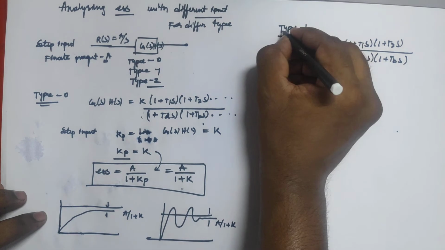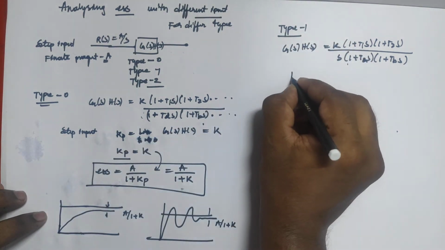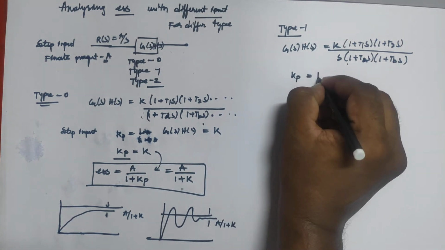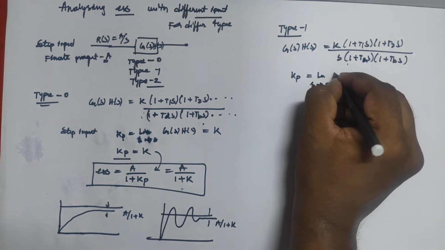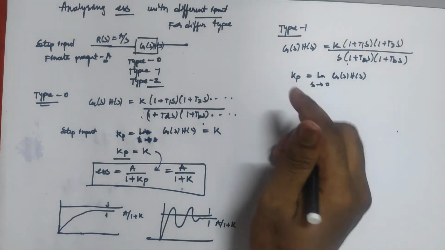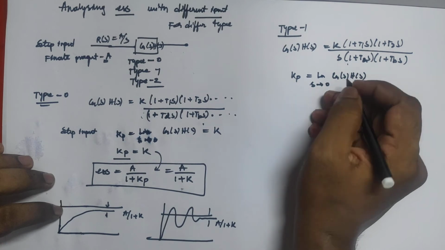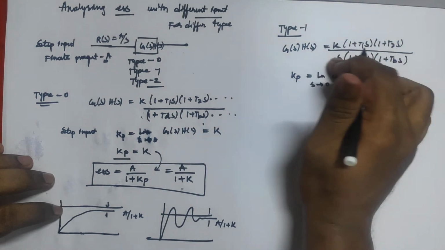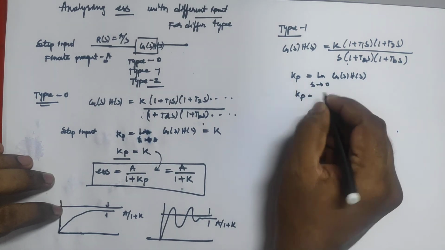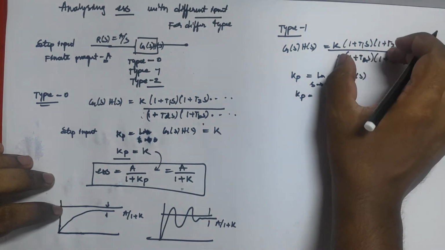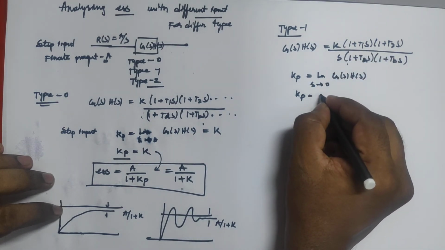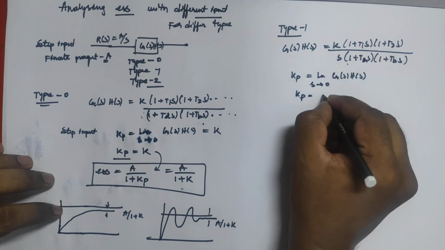Now here, for the step input, what is the coefficient we have? Kp is my coefficient. So what is Kp in general? Kp is the limit as s tends to 0 of G(s)H(s). Now substitute s equal to 0 in this term. What is the Kp I will have? The Kp I get is 1 by 0, that means infinite.